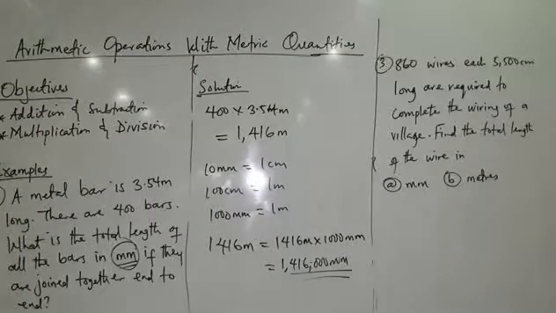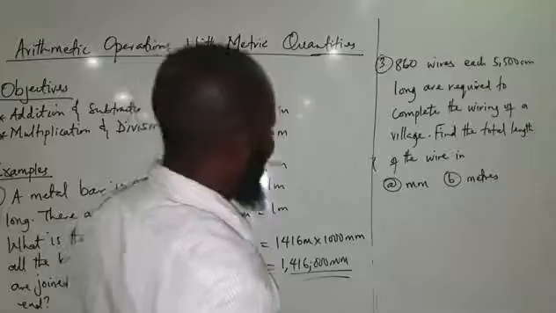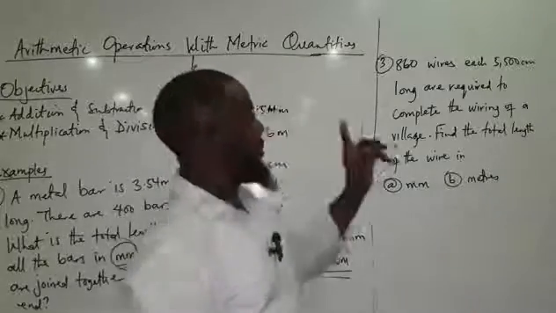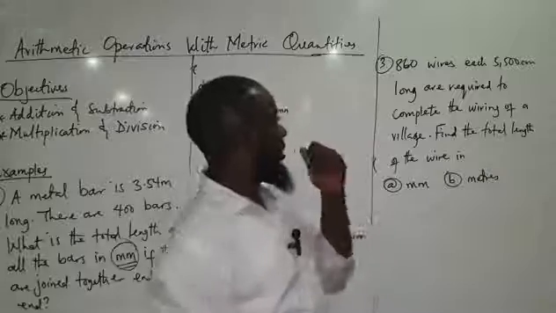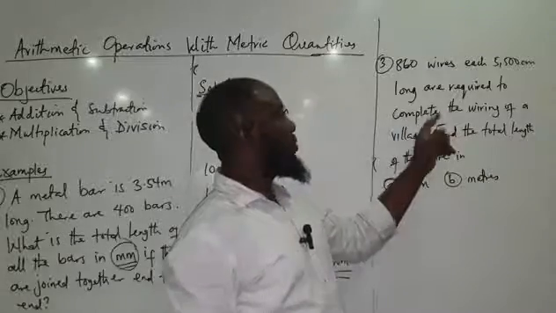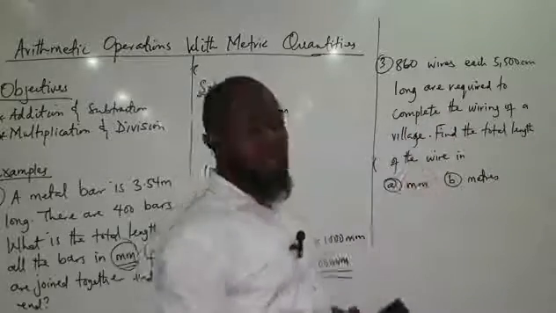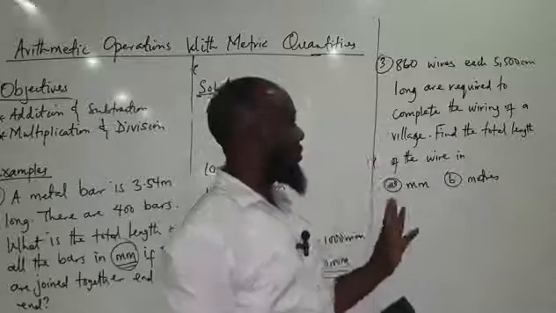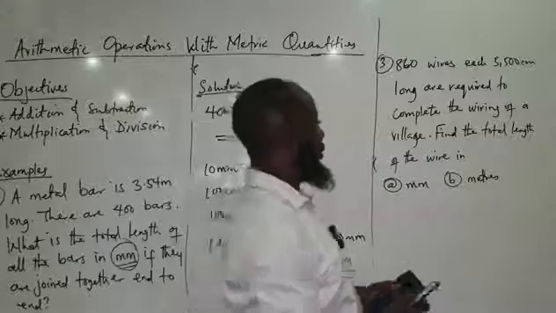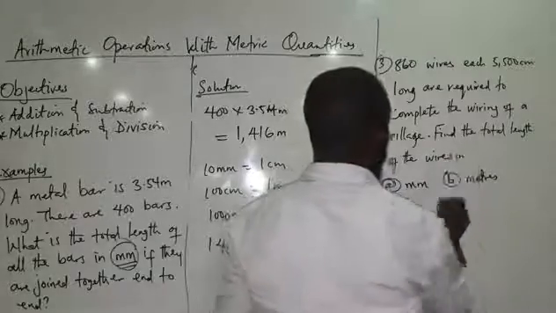Okay, this is question number 3. So 860 wires, each 5,500 centimeters long, are required to complete the wiring of a village. So the question now is, find the total length of the wire. Total length of what? Of the wires in millimeters.